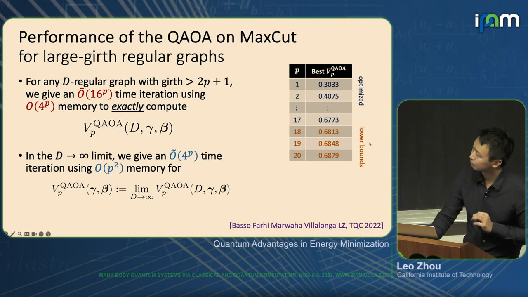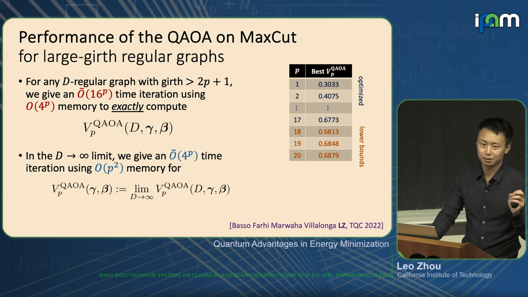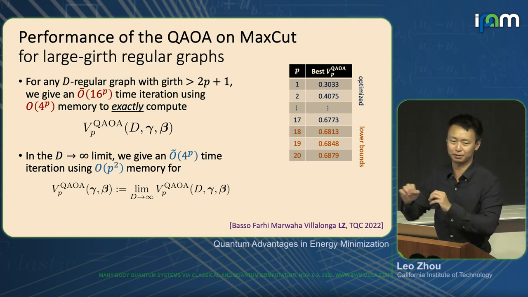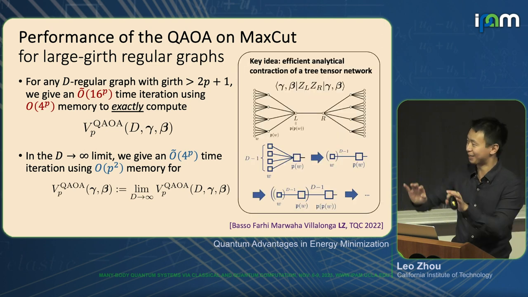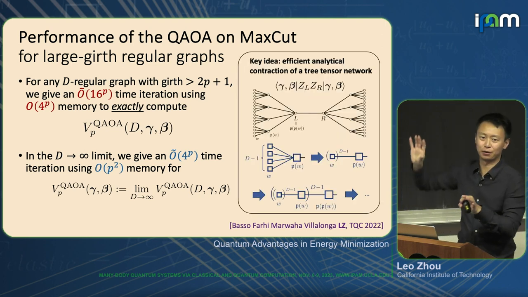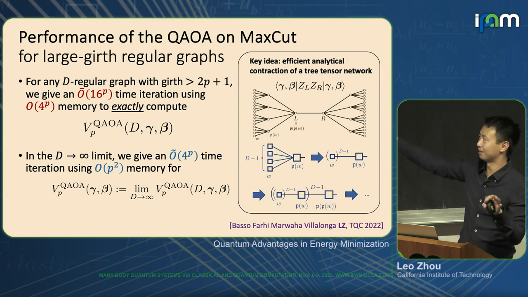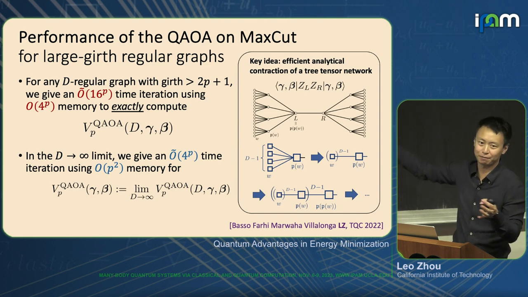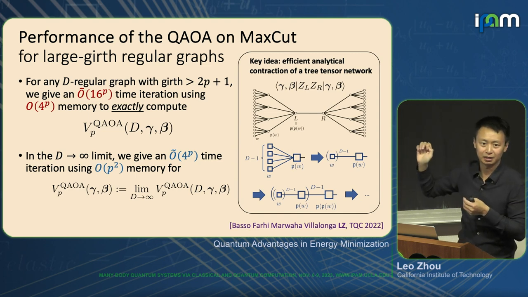Sorry, I think you probably already mentioned how many nodes are in your graphs. So this is for arbitrary graphs that are d-regular and have girth 2p plus 1. It doesn't really matter how many nodes there are. Because of this girth condition, technically the number of nodes needs to be at least d to the p, because you need at least as many nodes as there are in this tree. So for any large enough random regular graph, basically this formula applies. Does that answer your question?